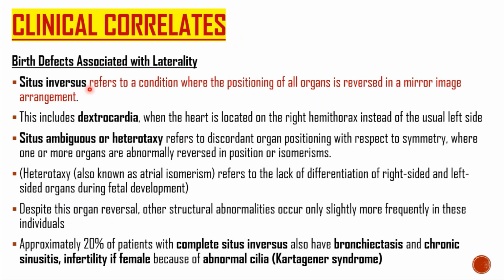All right, other birth defects are situs inversus, which refers to a condition where the positioning of organs is reversed in a mirror image arrangement. This condition includes dextrocardia. So dextrocardia is a condition where the heart is located on the right hemithorax instead of the usual left side. There's also what we call situs ambiguus or heterotaxy, which refers to discordant organ positioning with respect to symmetry, where one or more organs are abnormally reversed in position, or isomerisms.